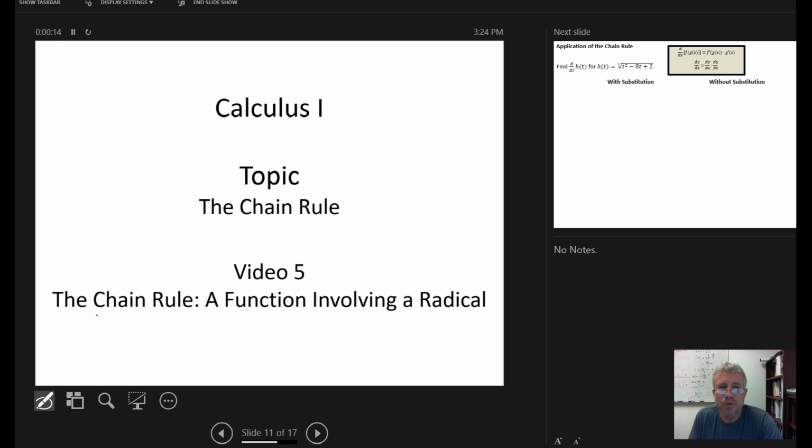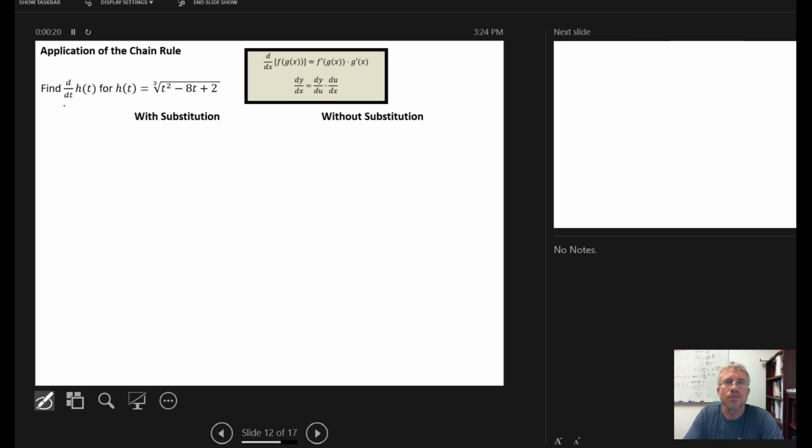So in this video, we're going to apply the chain rule in a context that also involves a radical function. So it says find d dt of h of t. In other words, find the derivative of h, find dh dt, or h prime of t is what we're being asked to do. And the function is h of t equals the cube root of t squared minus 8t plus 2. So the inside function is the quadratic t squared minus 8t plus 2, and the outer function is the cubing function.